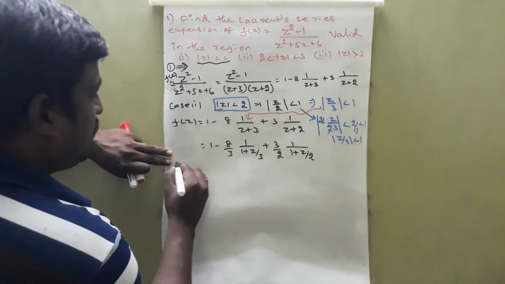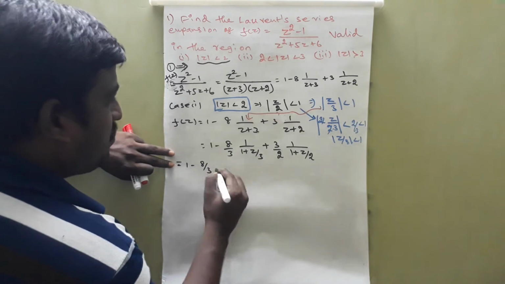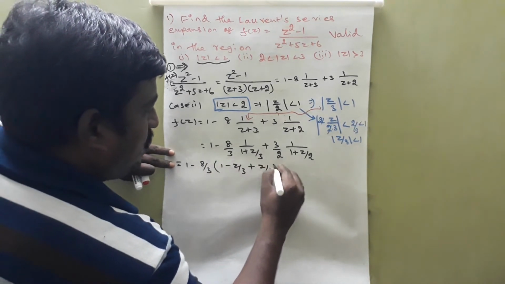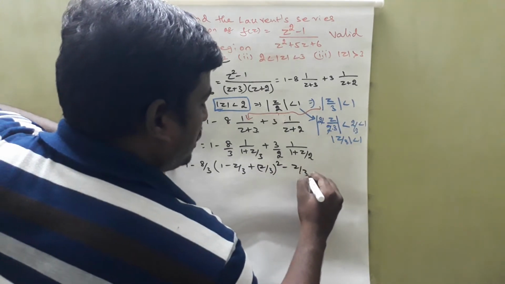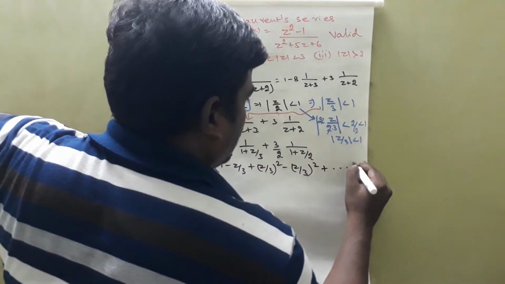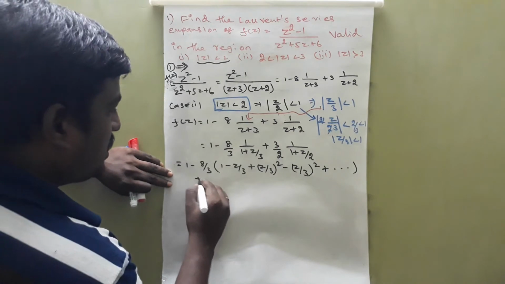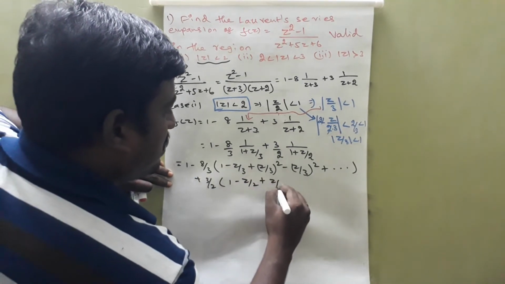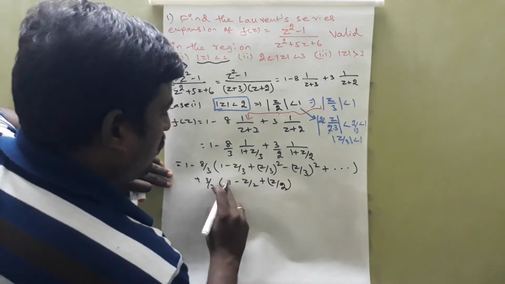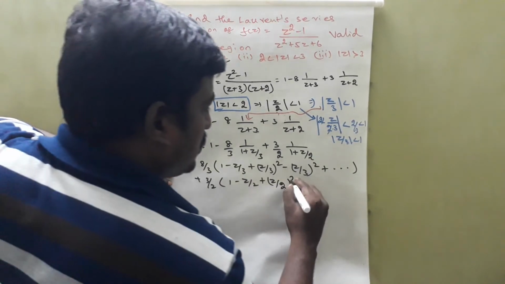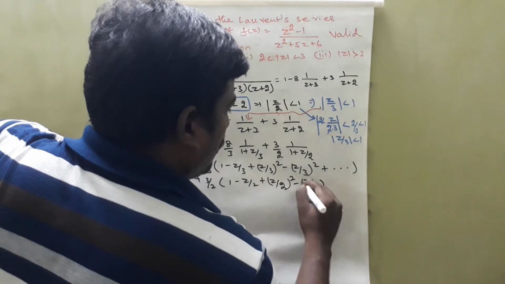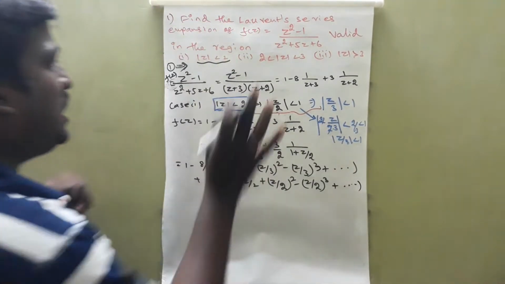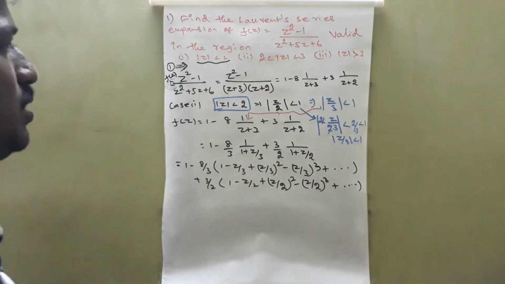So what is your corresponding formula? 1 minus 8 by 3 into 1 minus z by 3 plus z by 3 whole square minus z by 3 whole cube plus etc. It's enough. Then plus 3 by 2 into 1 minus z by 2 plus z by 2 whole square minus z by 2 whole cube plus etc. That's all. The case 1 is over.